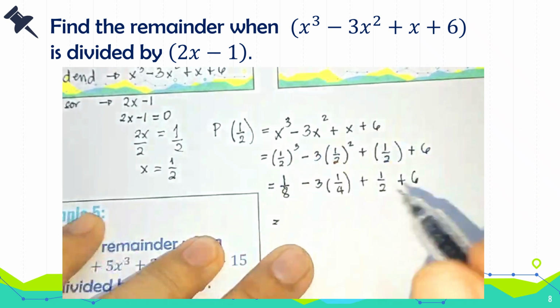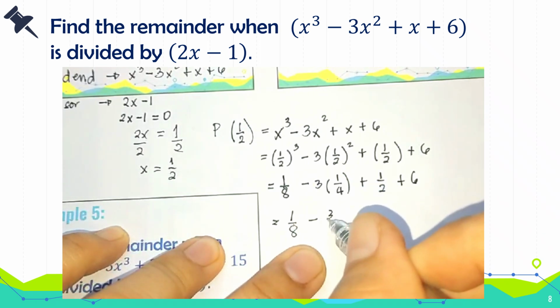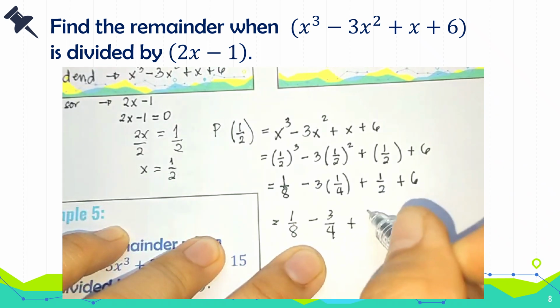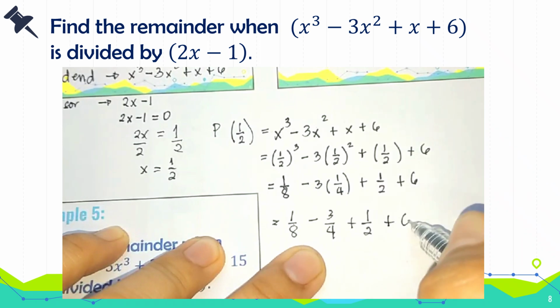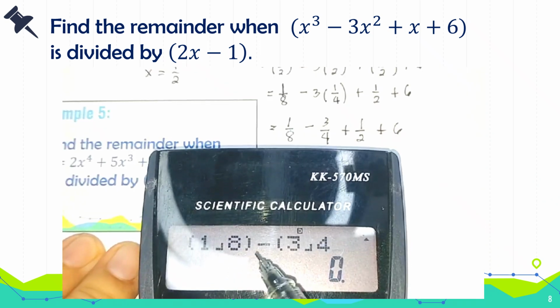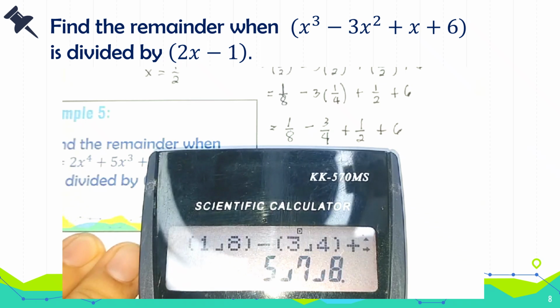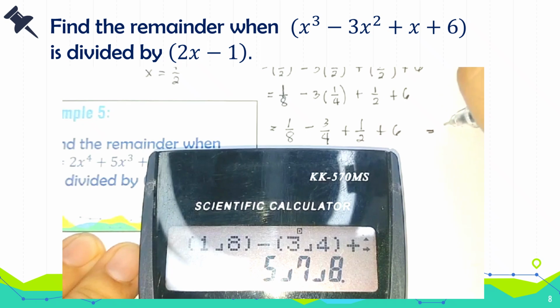Let's simplify. Copy first. Multiply. This will give us 3/4 plus 1/2 plus 6. You can use a calculator here to get the correct value. So I input here 1/8 minus 3/4, close parenthesis, plus 1/2, then plus 6, equals. This will give us 5.